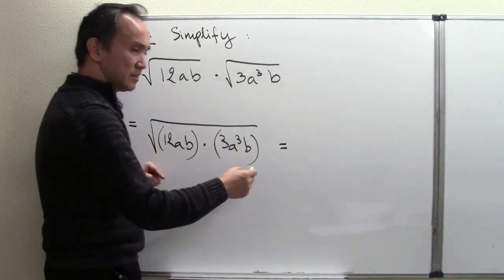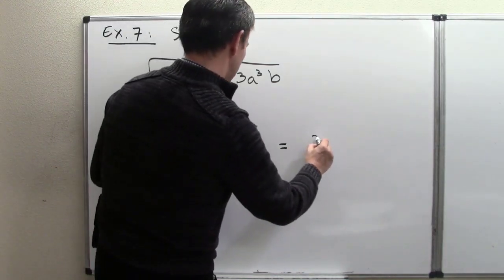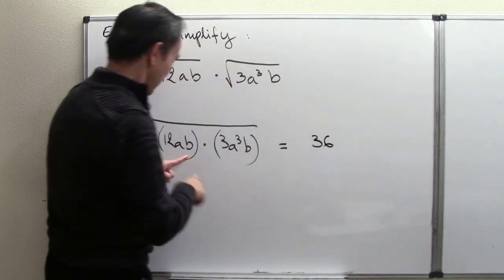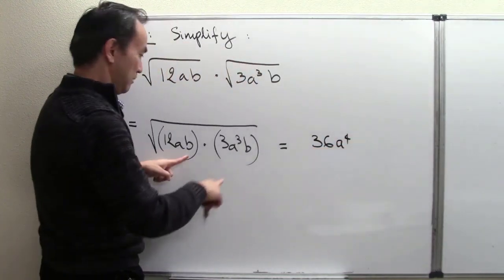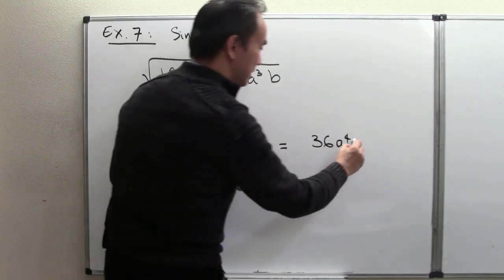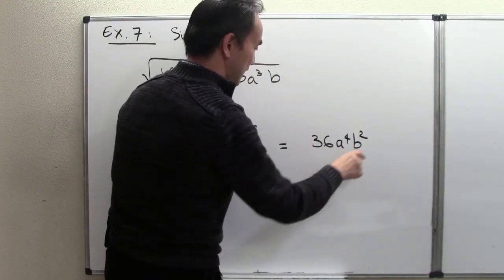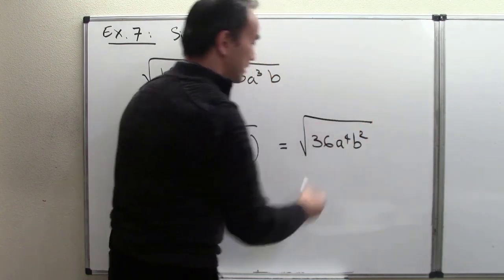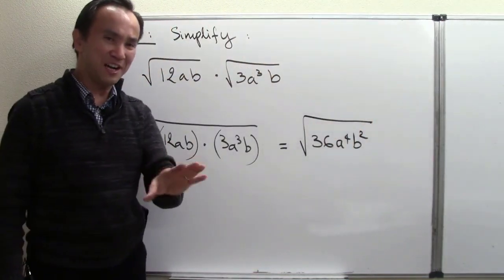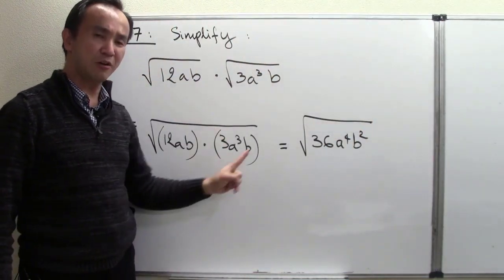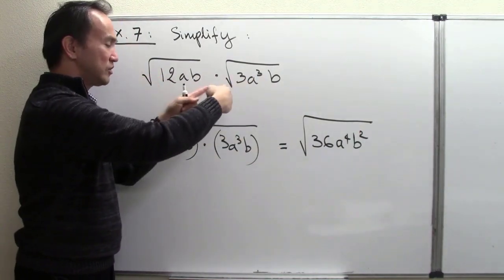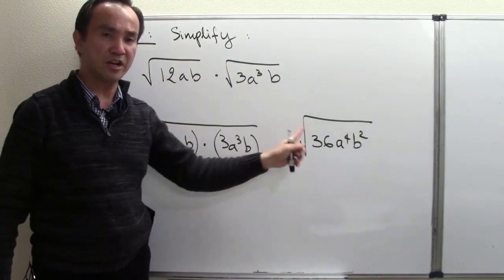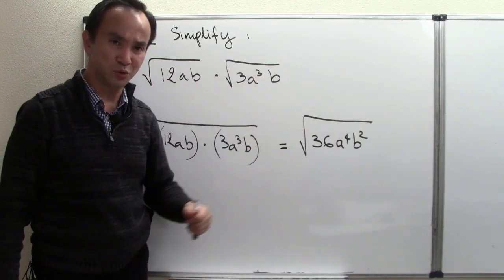12 times 3 algebraically will give 36. a times a cubed will give me a to the 4th power. And b times b will give me b squared. And now we're going to take the square root. So by far, the expression has become a lot simpler. By combining the two roots into one square root, we have reduced the number of times that we take a square root, and we brought it down.